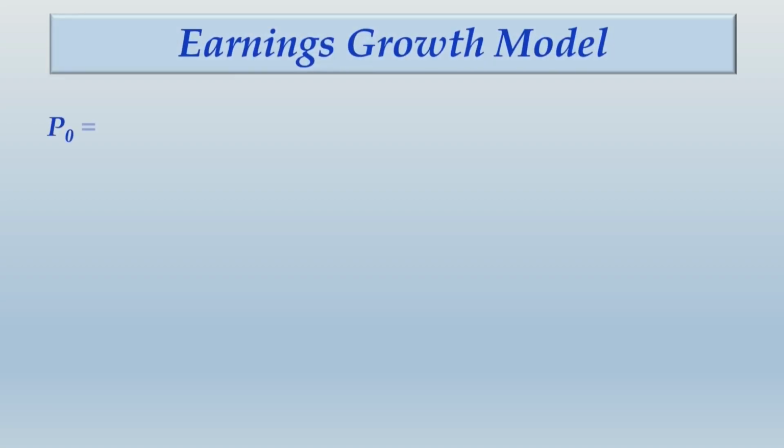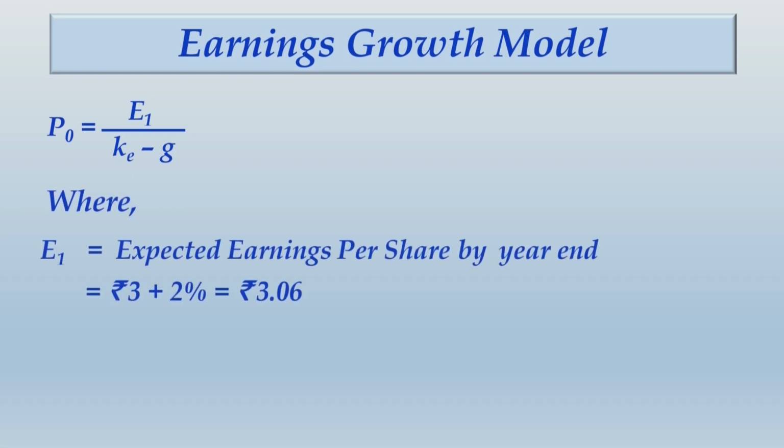So now let us apply the earnings growth model. So P0 will be E1 upon KE minus G. In dividend based valuation, we take P0 equals D1 upon KE minus G. In the earnings growth model, we would take E1 upon KE minus G. Let us define the variables. E1 would be the expected earnings per share by year end.